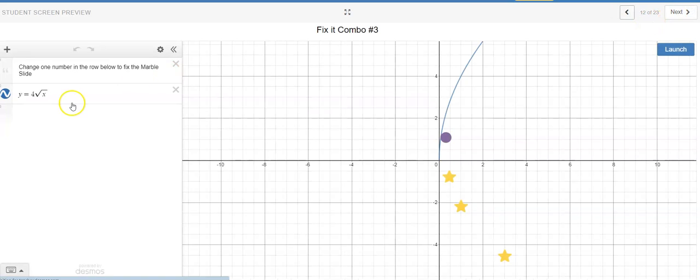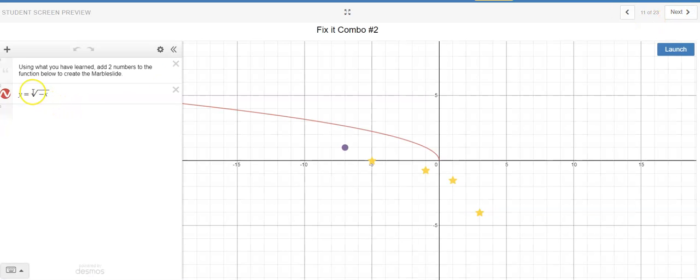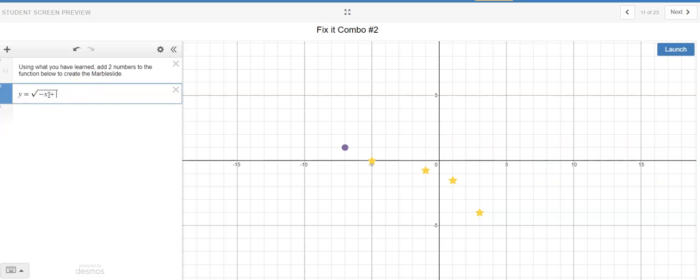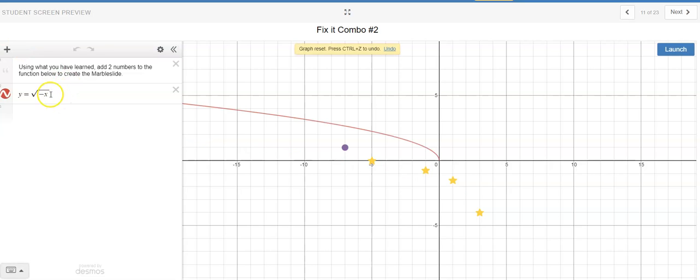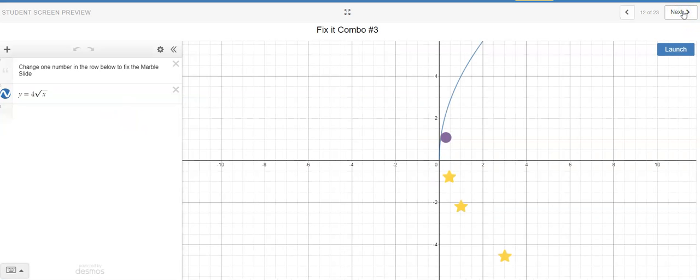Now with this combo, if you notice, we changed it to a -x underneath. Notice it reflects it over the y-axis. It says to add two numbers. So maybe we're going to put a +2 and a -3 or something like that. You want to add two of those numbers here, and it will give you a new graph. So you have a fixed combo number 2, a number 3.